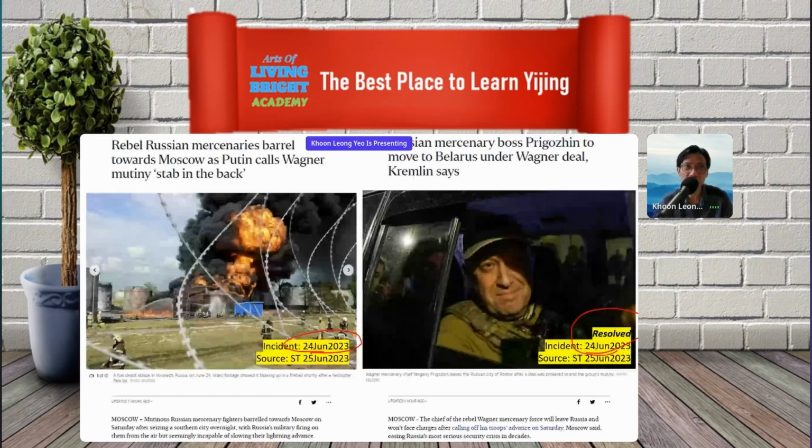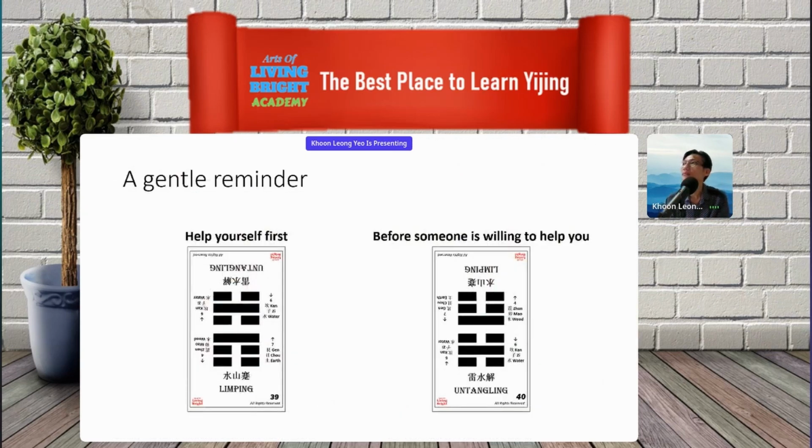Luckily lah. Marched into Russia, resolved on the same day. Luckily. So within that golden window, they got it resolved. So now they are still pretty safe. Okay, so this is the essence of 解卦.